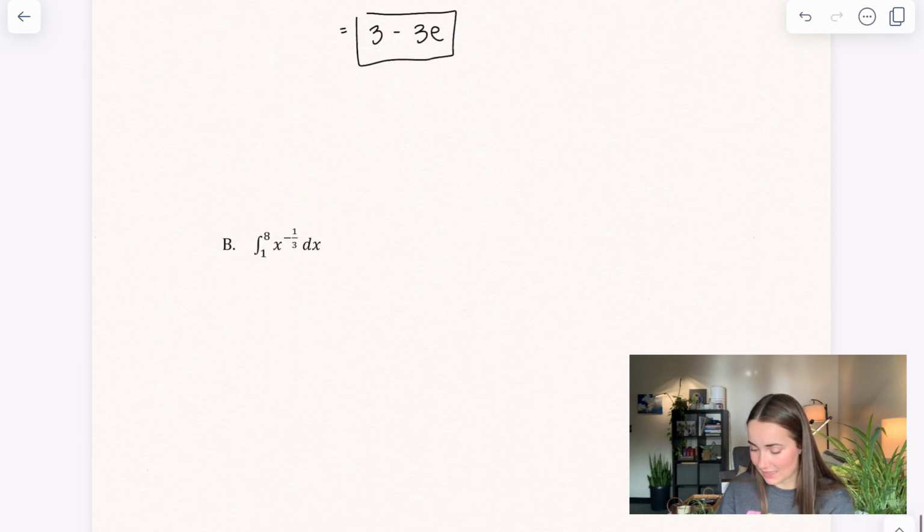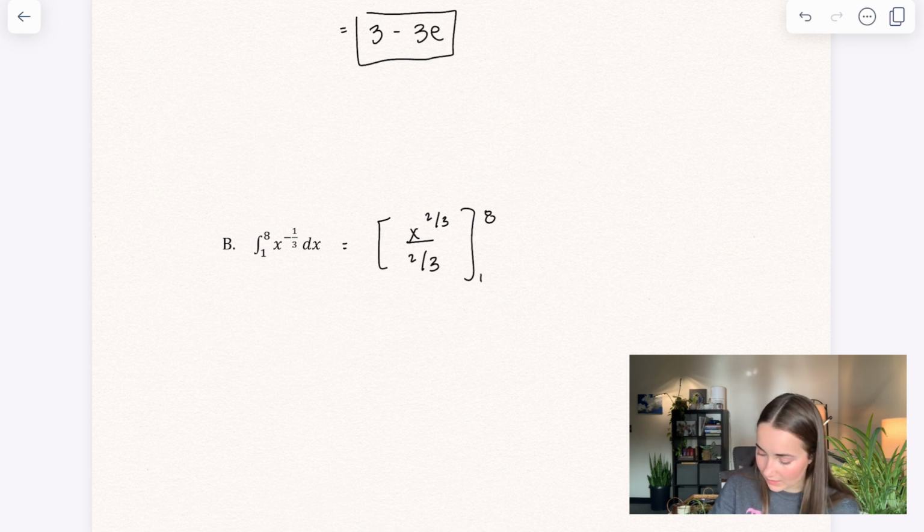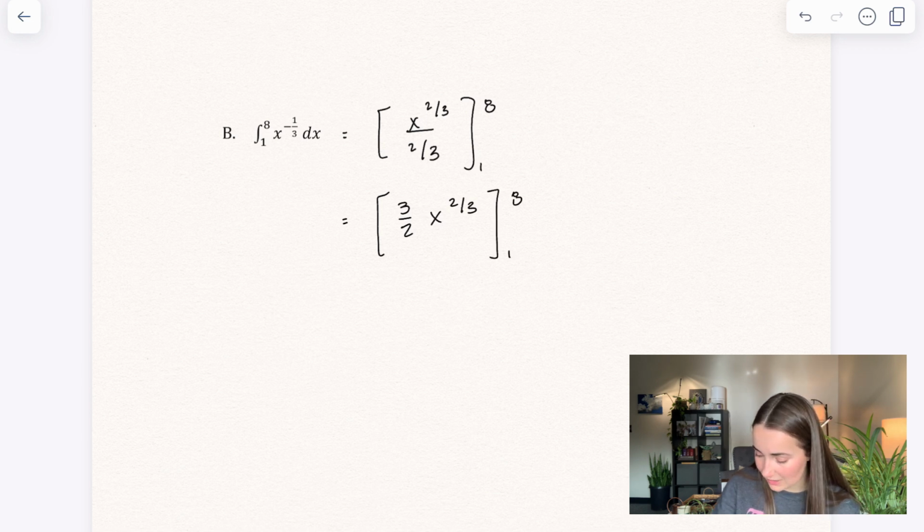Let's go ahead and try b. So we have the integral from 1 to 8 of x to the -1/3. So let's go ahead and take the antiderivative first. We add 1 to the exponent, so that becomes 2/3. And we divide by that new exponent, and this is being evaluated between 1 and 8. If you wanted to rewrite that first, we could. So this becomes 3/2 x to the 2/3 between 1 and 8. So let's go ahead and do this thing.